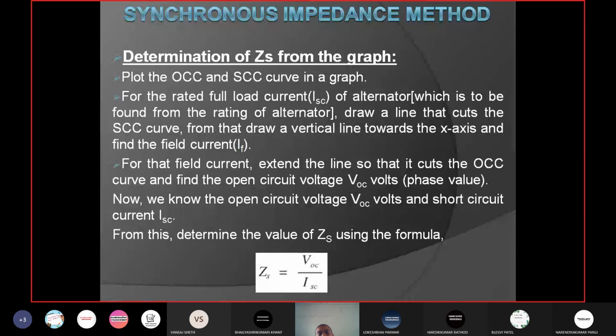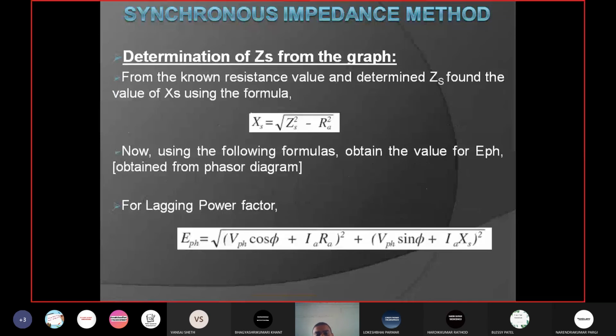After getting the synchronous impedance, we can calculate the synchronous reactance. We have the value of armature resistance, which is measured by the DC resistance test, and we have the ZS value calculated from the graph. So we calculate the synchronous reactance XS: XS is equal to the square root of ZS square minus RS square, using this formula.